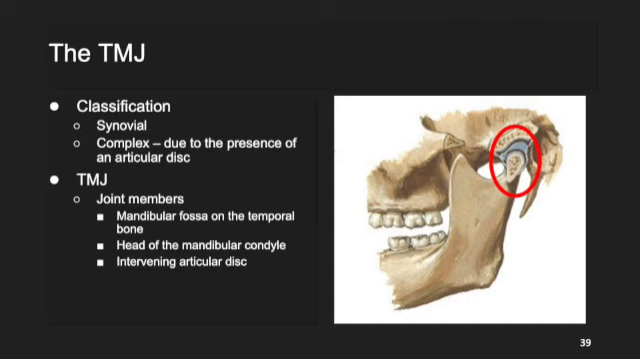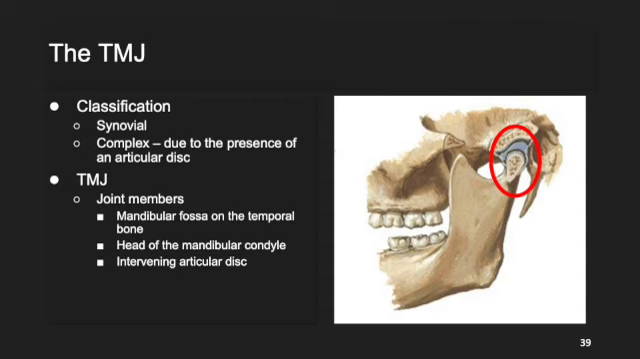The TMJ stands for temporomandibular joint. Take a look at this joint. It is a synovial complex joint. What makes it complex is that there's a disc in between the two pieces of the joint. So between the temporal portion and the mandibular portion, there's actually quite a large disc.